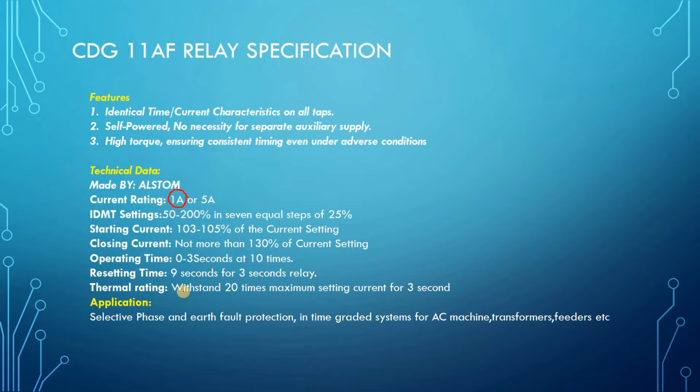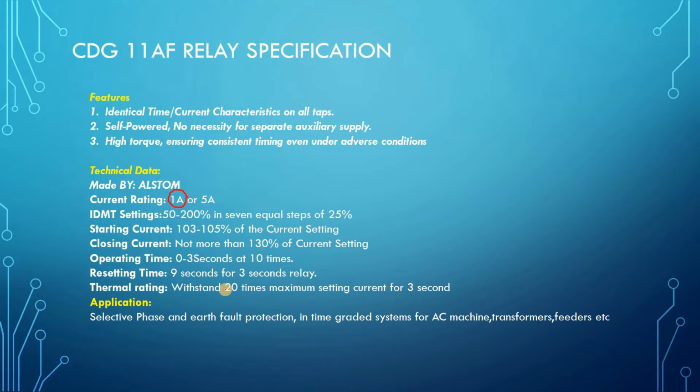Then next is thermal rating. The thermal rating means how much current the relay can withstand. We know that the overcurrent relay takes the current. As per the characteristic, it will give some current, and if it gives some current, the relay trips. That means any current you give, the relay will trip.